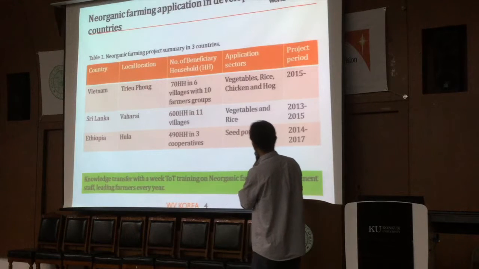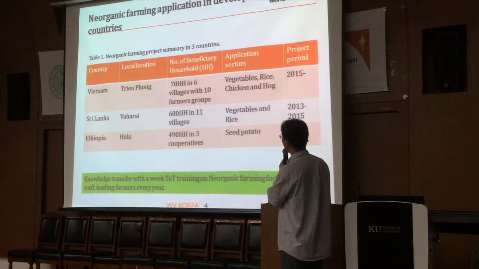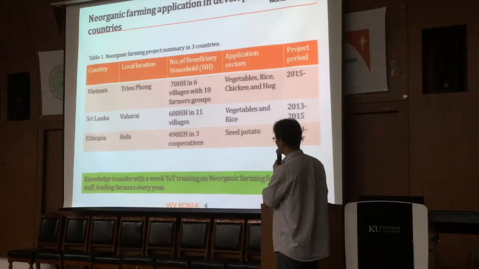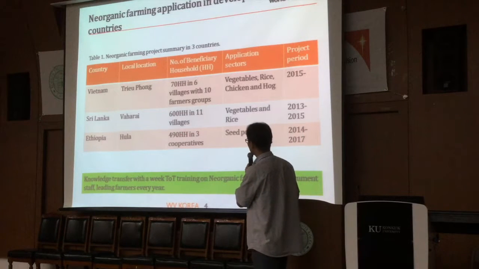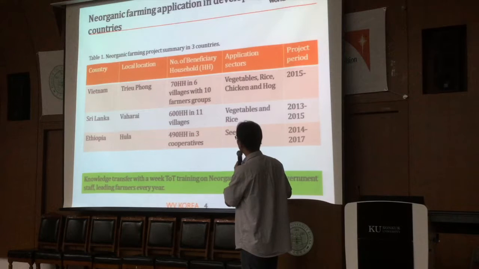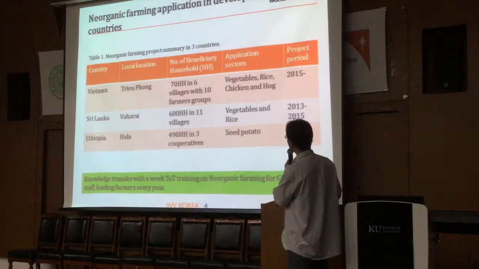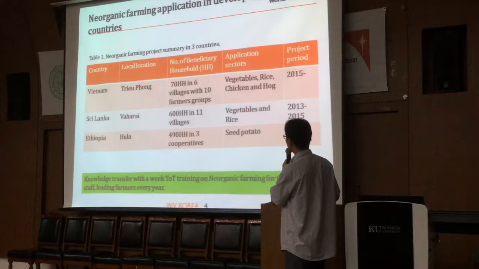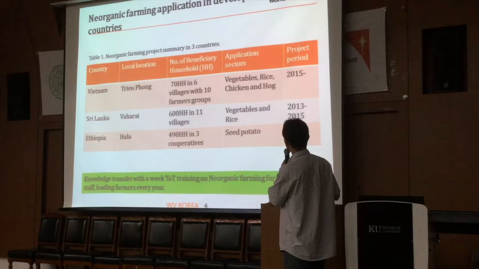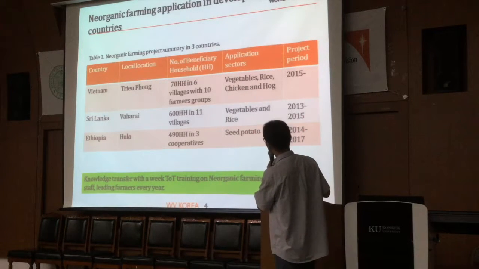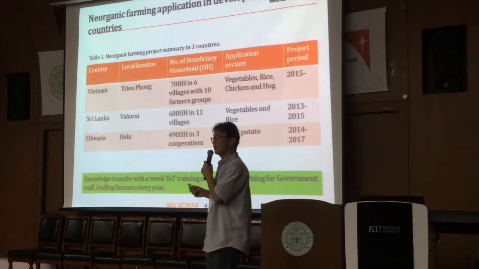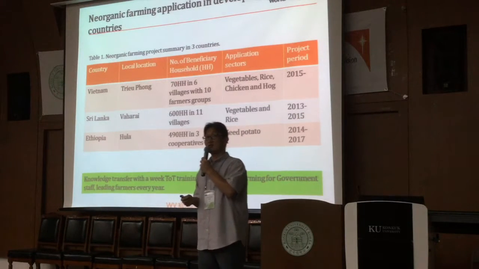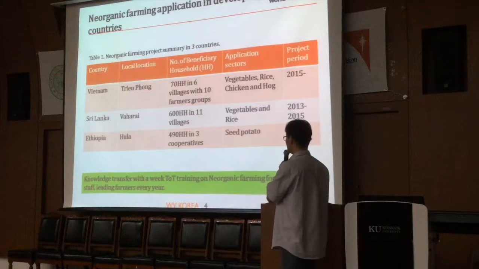These are the locations, with practically 30 households, 600 households, 990 households, and 490 households in different farmer groups and villages. The application sectors were vegetables, rice, chicken and pork, and sweet potato. This is the project period. All of the farms have an innovative farming methodology.